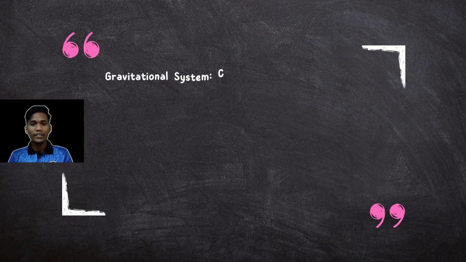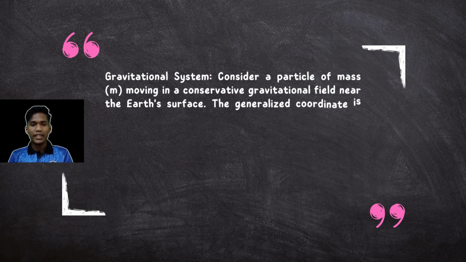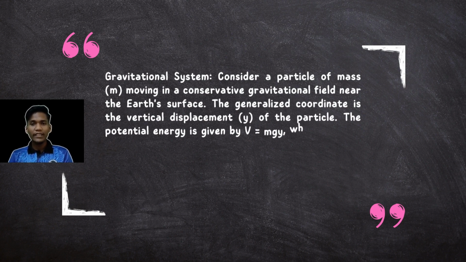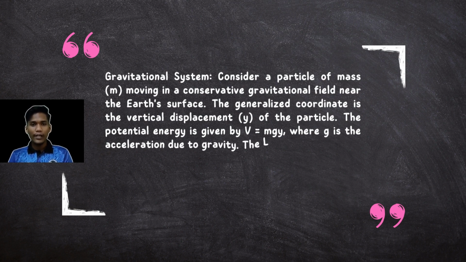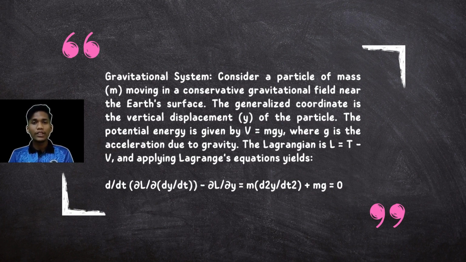Secondly, gravitational system. Consider a particle of mass m moving in a conservative gravitational field near the Earth's surface. The generalized coordinate is the vertical displacement y of the particle. The potential energy is given by V equals mgy, where g is the acceleration due to gravity. The Lagrangian is L equals T minus V, and applying Lagrange's equation yields d/dt (∂L/∂(dy/dt)) minus ∂L/∂y equals m d²y/dt² plus mg equals 0.